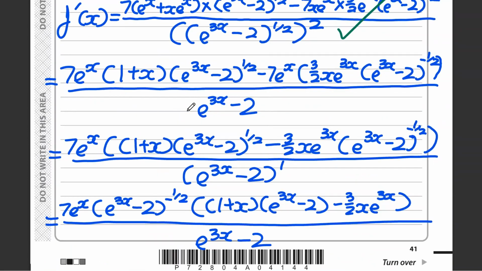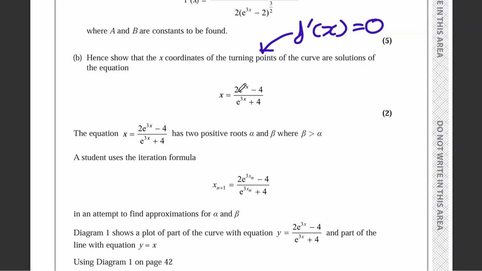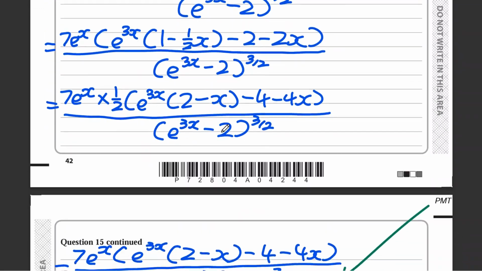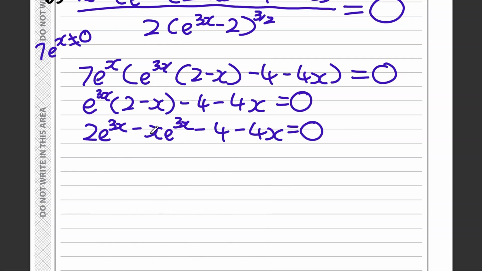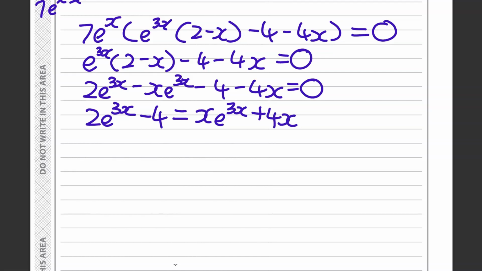Now, if we look at what we need as a final answer, we need x on this side and all the e to the power of 3x terms on this side. So we have x here in this x e to the power of 3x and x here in this minus 4x. Let's bring both of these onto the other side of the equation. So it's going to be 2e to the power of 3x minus 4 is equal to x e to the power of 3x plus 4x. Let's factorize out x from this here.